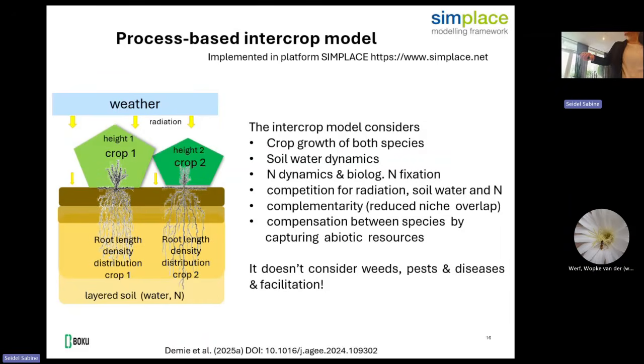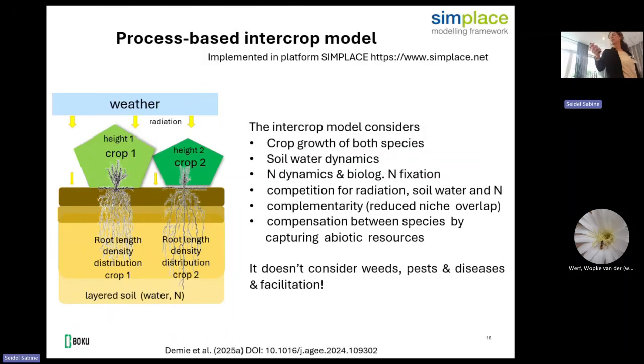So what the model here considers is the growth of both species. It considers the soil water dynamics. It considers the N dynamics in the soil, including the biological N fixation of the legume, and also the N uptake. And it is able to consider the competition for radiation. Here, the difference in height between the two crops is important, but also the form of the crops, which is simplified by giving them a slightly different shape.